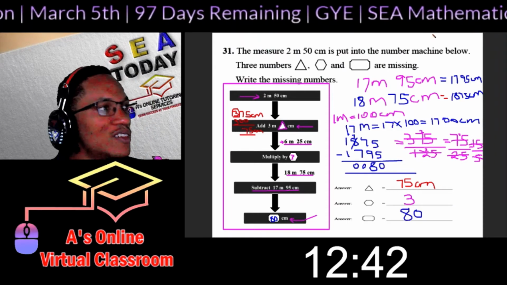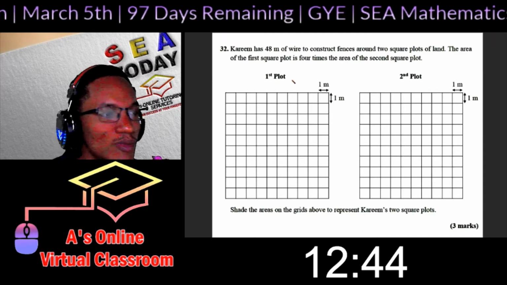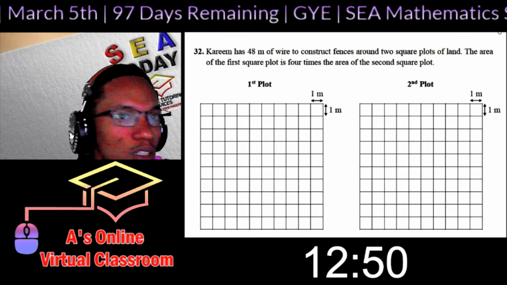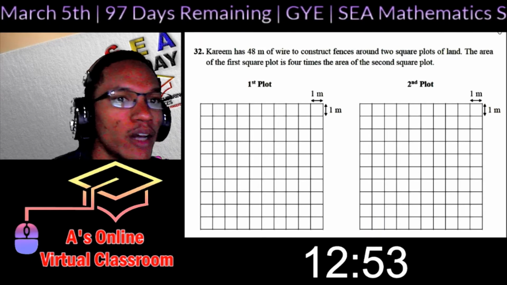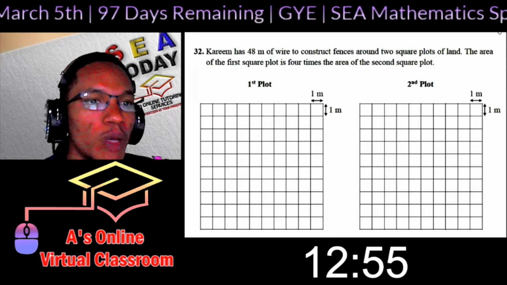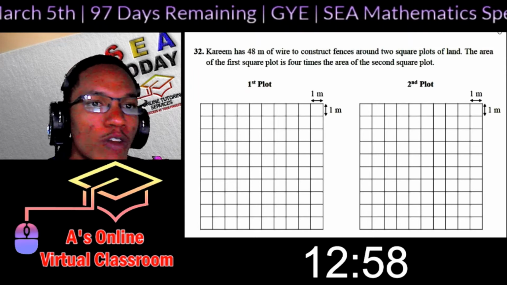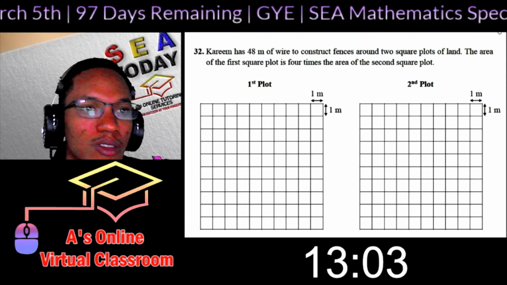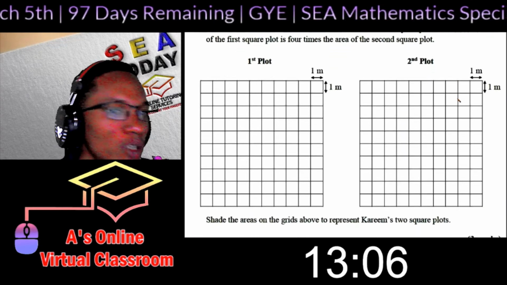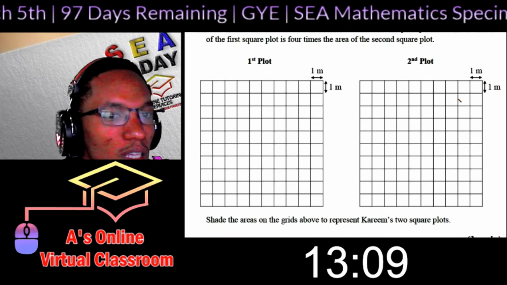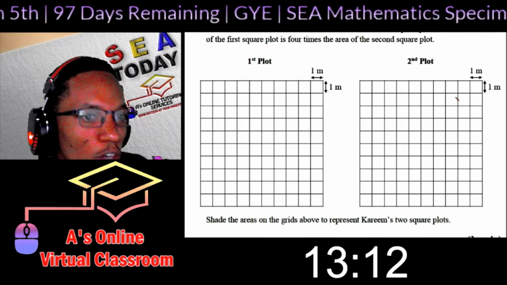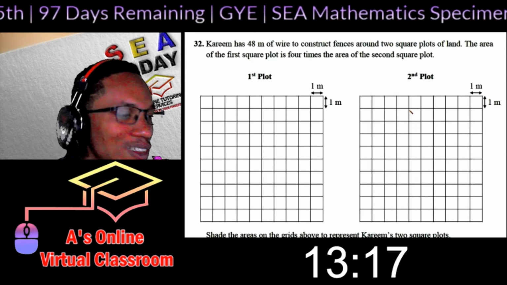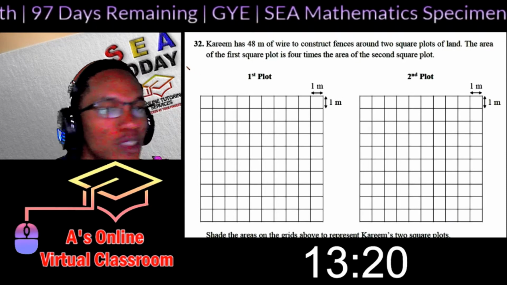And that's that. Alright, number 32. Kareem has 48 meters. Let's get a little closer. Kareem has 48 meters of wire to construct fences around 2 square plots of land. The area of the first square plot is 4 times the area of the second square plot. Question asks to shade the areas on the grids above to represent Kareem's 2 square plots. Alright, so this is a really interesting question.